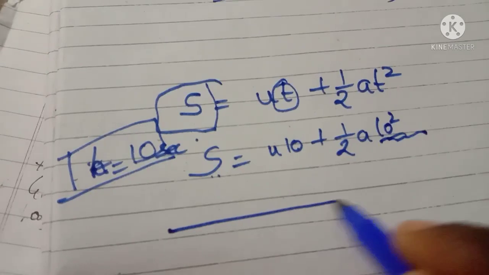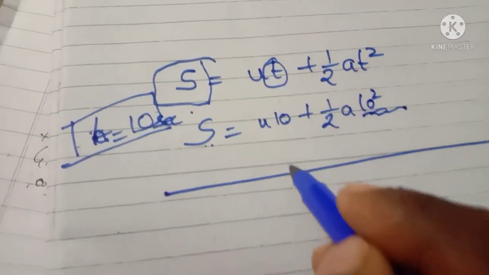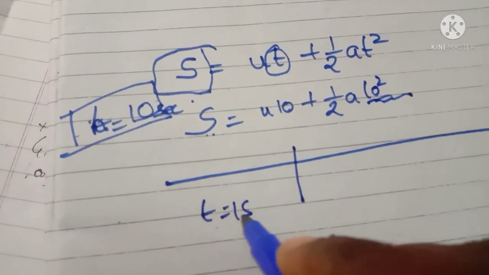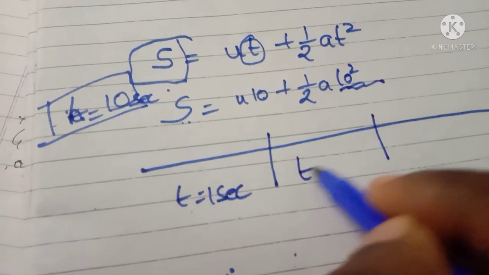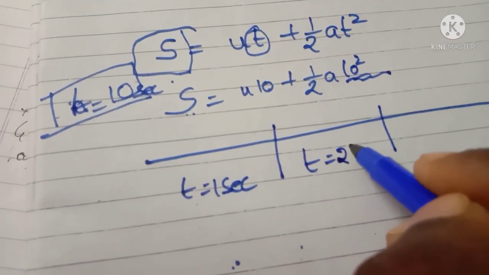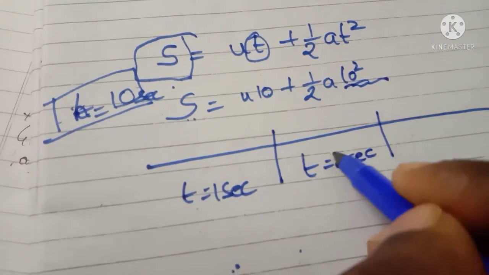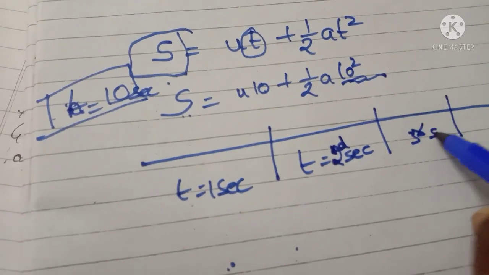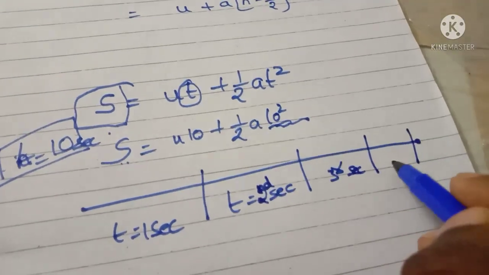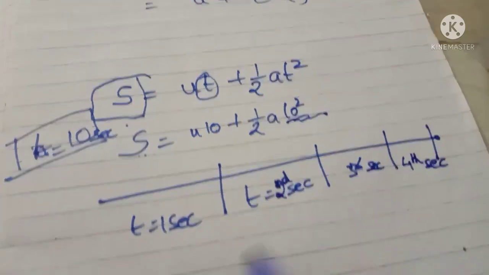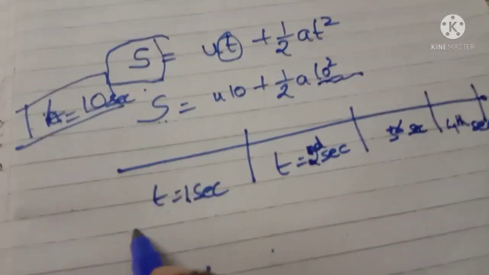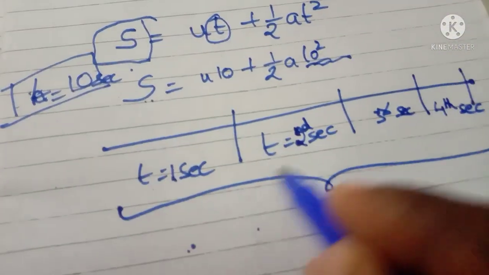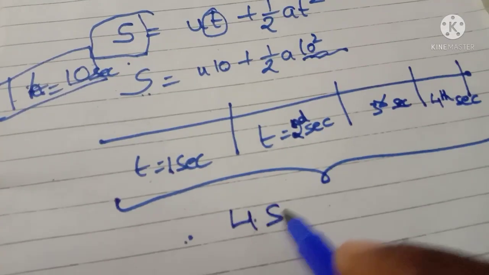See here, this is the distance you have traveled. In the first second you have traveled this distance, time equal to 1 second. This is the distance traveled for the second second. This is the time traveled for the third second. This is the distance traveled for the fourth second. And this total distance is the total distance traveled for 4 seconds.